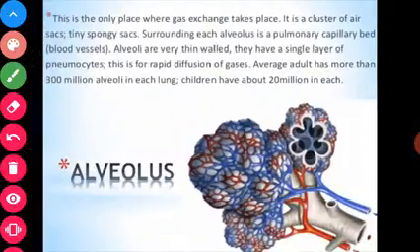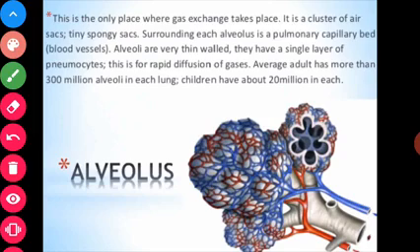And now the last part: from each bronchiole there is a balloon-shaped structure called the alveoli sac. This is the only place where gas exchange takes place. It is a cluster of air sacs, or we can say tiny sponge sacs, as you can see in the structure.